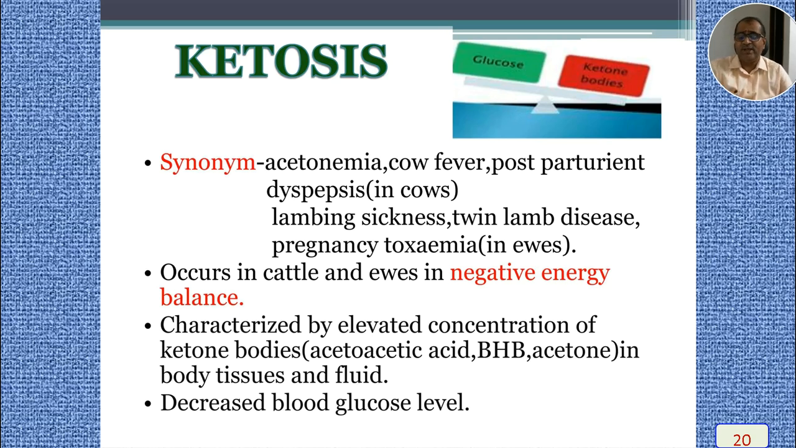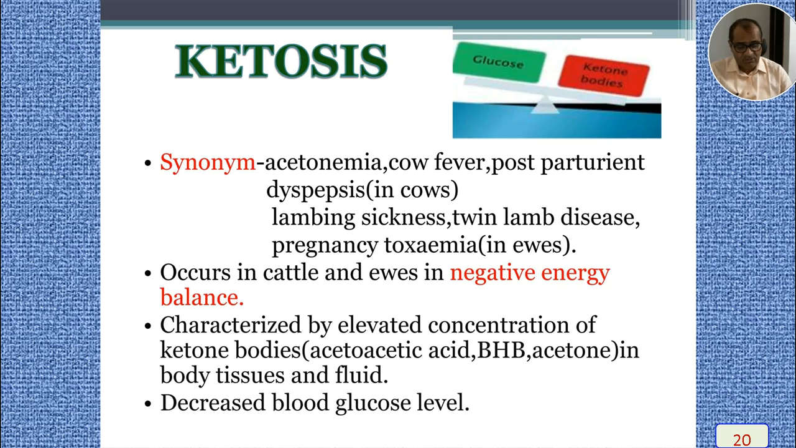So negative energy balance is always leading in the cattle to the formation of the ketone bodies like acetoacetic acid, beta hydroxybutyric acid, and acetone in the body tissues and also in the fluid. And because of this, the blood glucose will decrease from the routine blood glucose concentration.